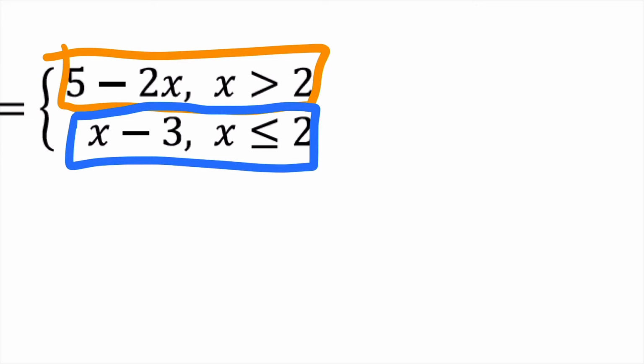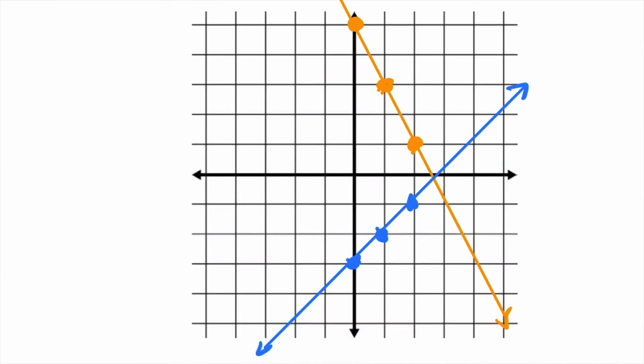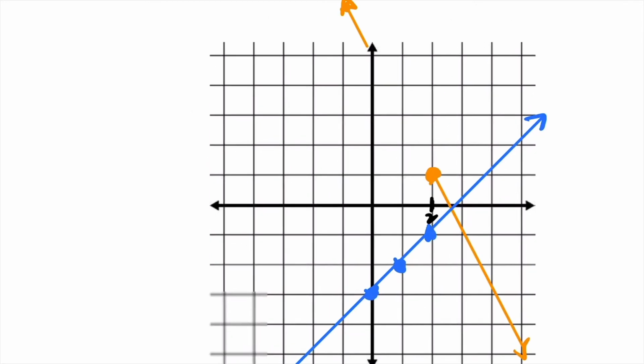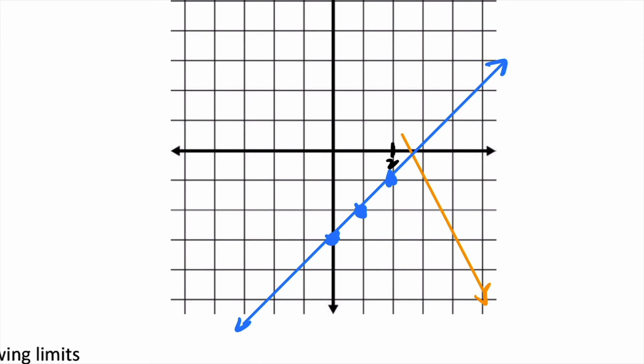The yellow-orange guy can only exist when x is greater than 2. So it can't exist less than 2. So for the orange line, I have to erase everywhere x is less than 2. So x is 2 here. Everywhere before it, I have to erase. And it can't even equal 2. So I have to have a hole there.